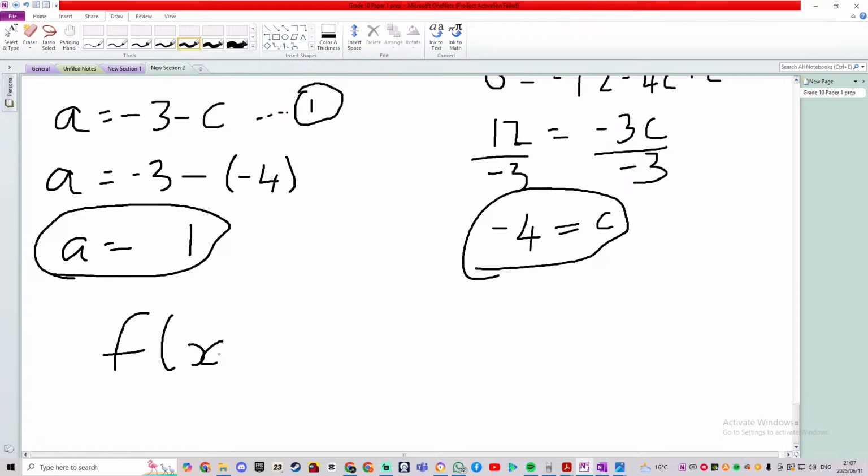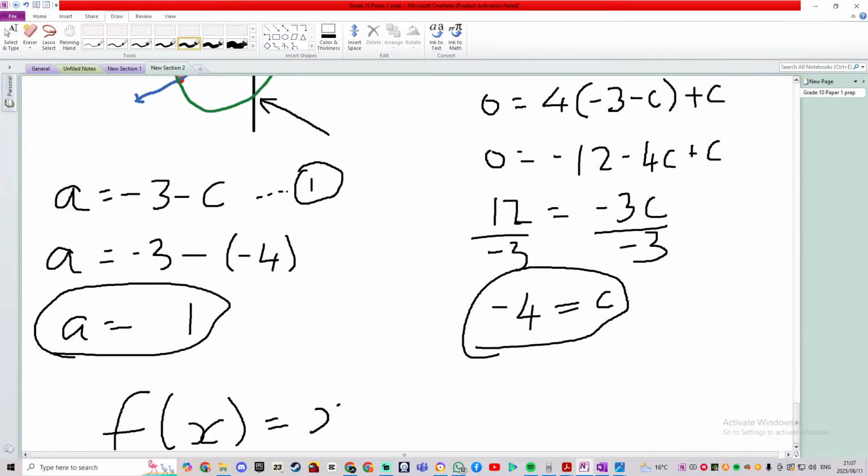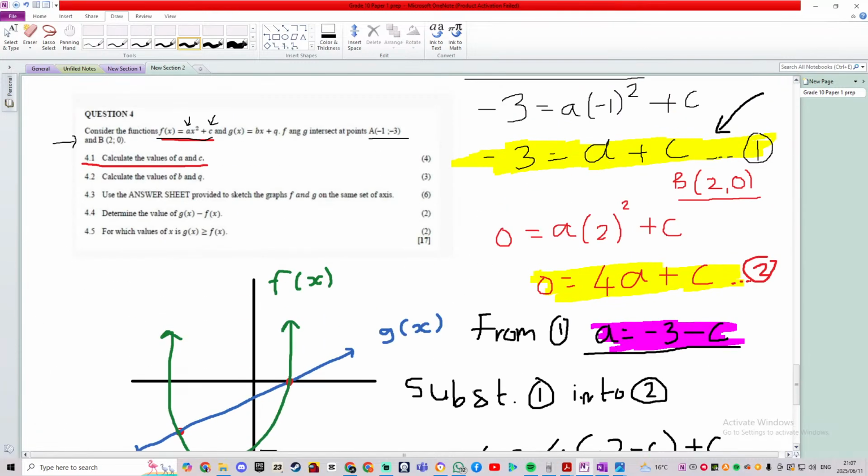So my f of x is just going to be 1x squared. I'm just going to write x squared minus 4. That's my equation of my f of x graph over there. That's how you found a and c there. Yes, Senzo. I hope that you understood that there. Took us a while to get here, but yeah.